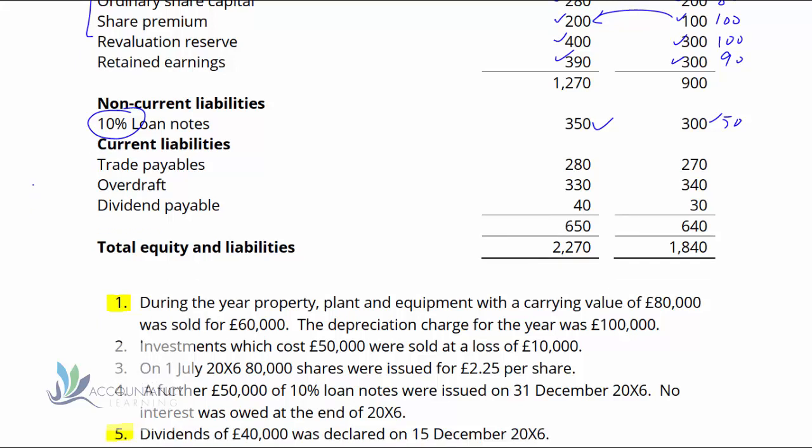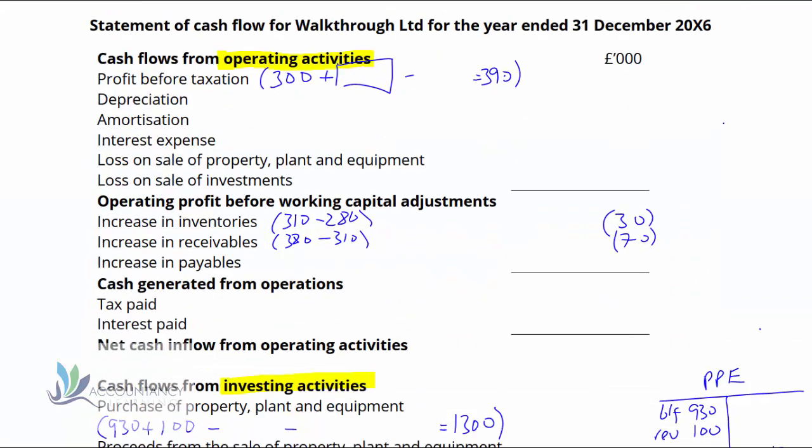Right, let's look at our trade payables. We can see there's an increase of 10 here, and that's part of our working capital adjustments as well. So let's tick those numbers and put that into our working capital adjustments. Here we have our payables: 280 minus 270, so that is an increase in payables of 10. But in this case, if there's an increase in payables, that means there must be an increase in cash as well. For the two assets, an increase in the asset means a decrease in the cash, whereas for the liability, if there's an increase in the liability, then there's an increase in the cash as well.